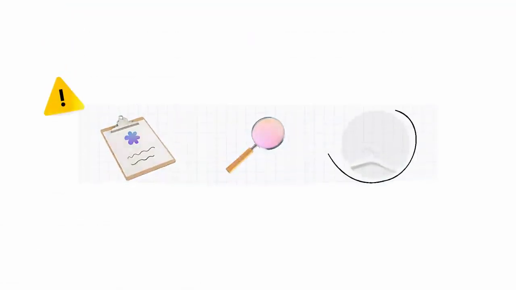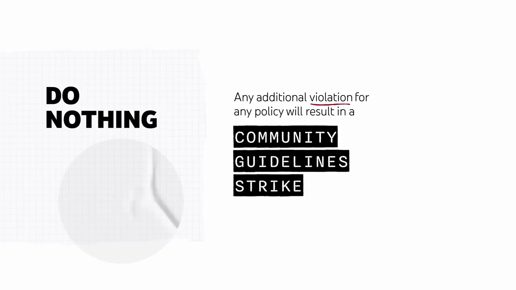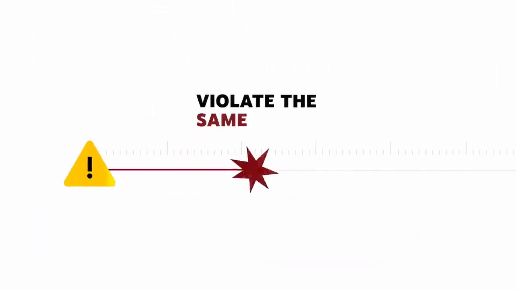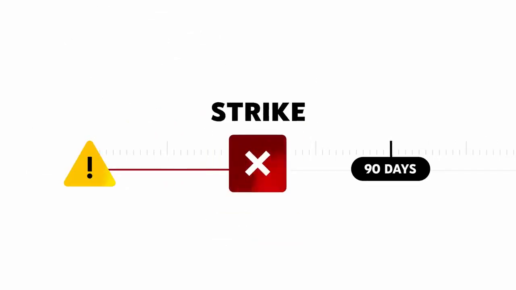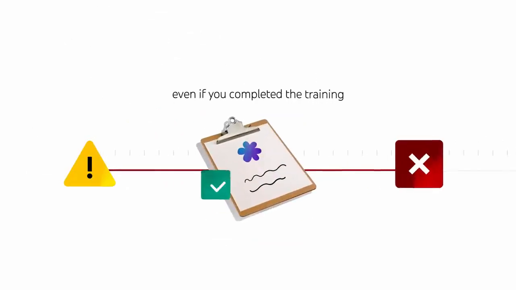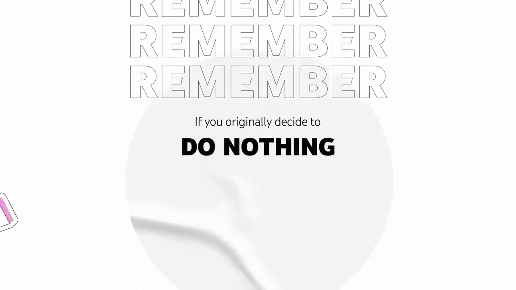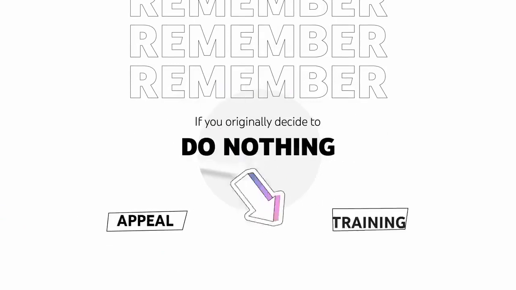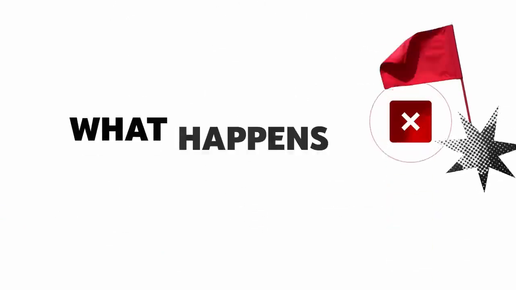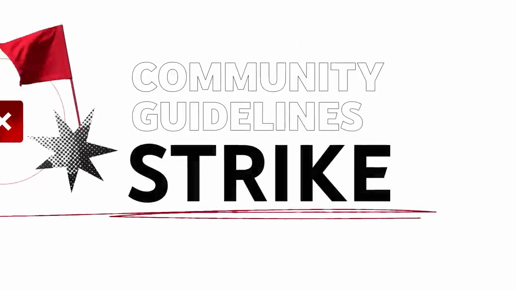If you choose to not take the training and do nothing, any additional violation for any policy will result in a community guidelines strike. Note that after your warning, if you do violate the same policy again within 90 days, you will receive a community guidelines strike, even if you completed the training. Remember, if you originally decide to do nothing but then change your mind, you'll always have the opportunity to appeal or to take the training. Now let's walk through what happens when you get a community guidelines strike.